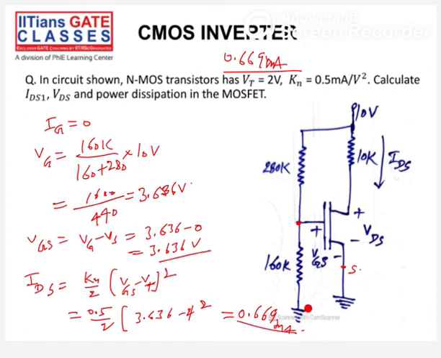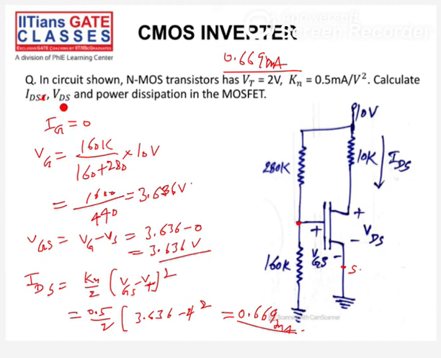Just check some little basic things you just missed out. That is why you got a little deviated answer. But it is correct. Almost your approach is correct. So I think we understood this IDS. It is not ID1, it is IDS because only one transistor we have.